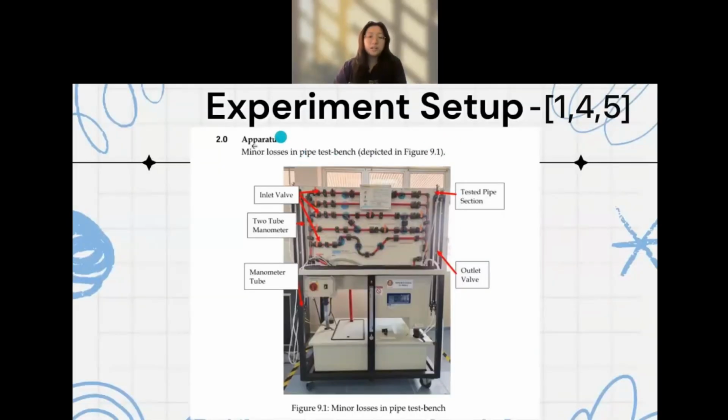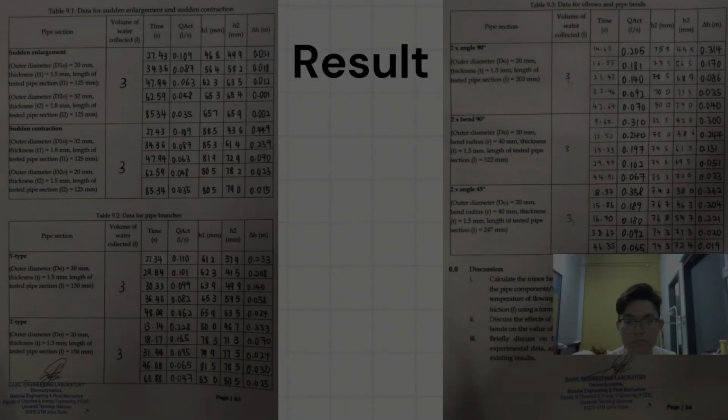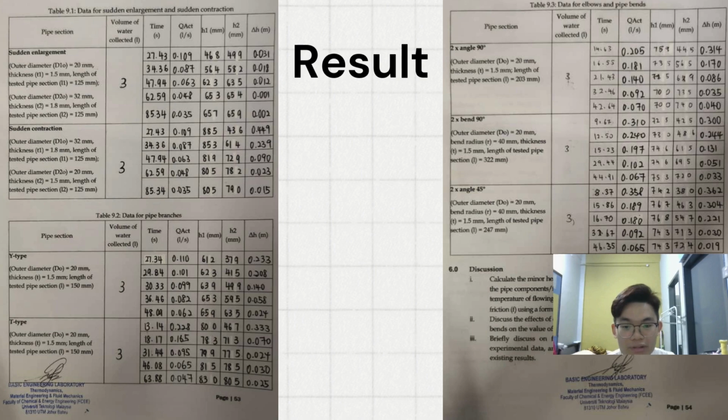Experimental setup: the apparatus that we use in the experiment is the inlet valve, 2-tube manometer, tester pipe section, and the outlet valve. Okay, this is our proof of our result.